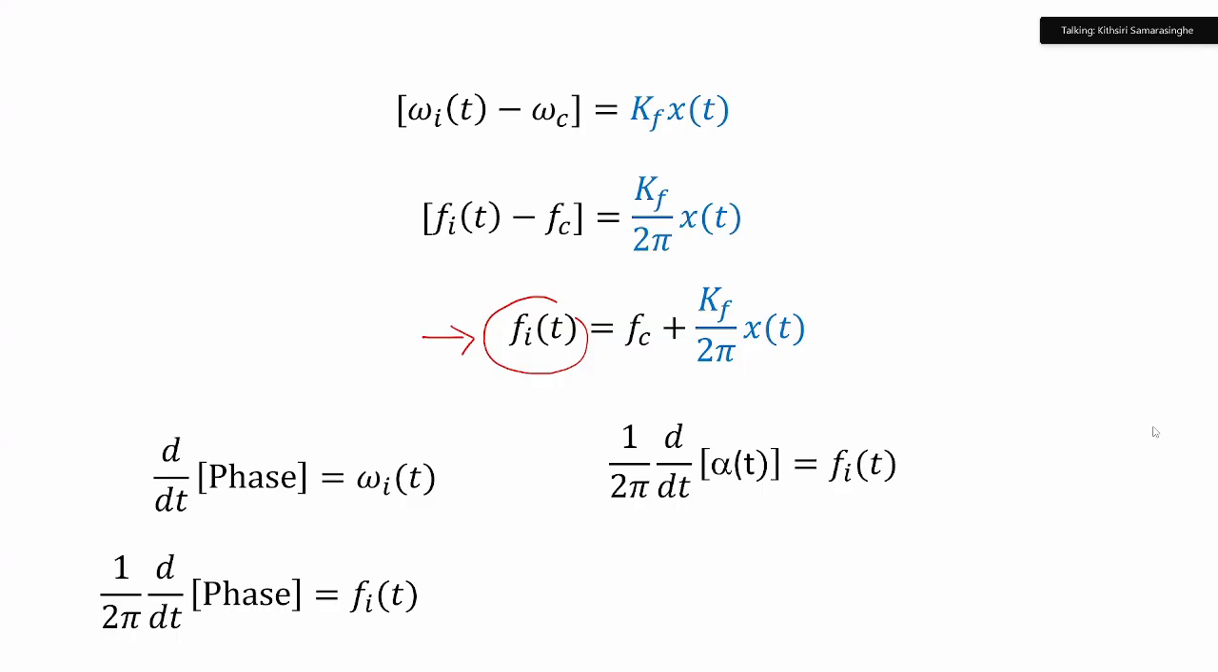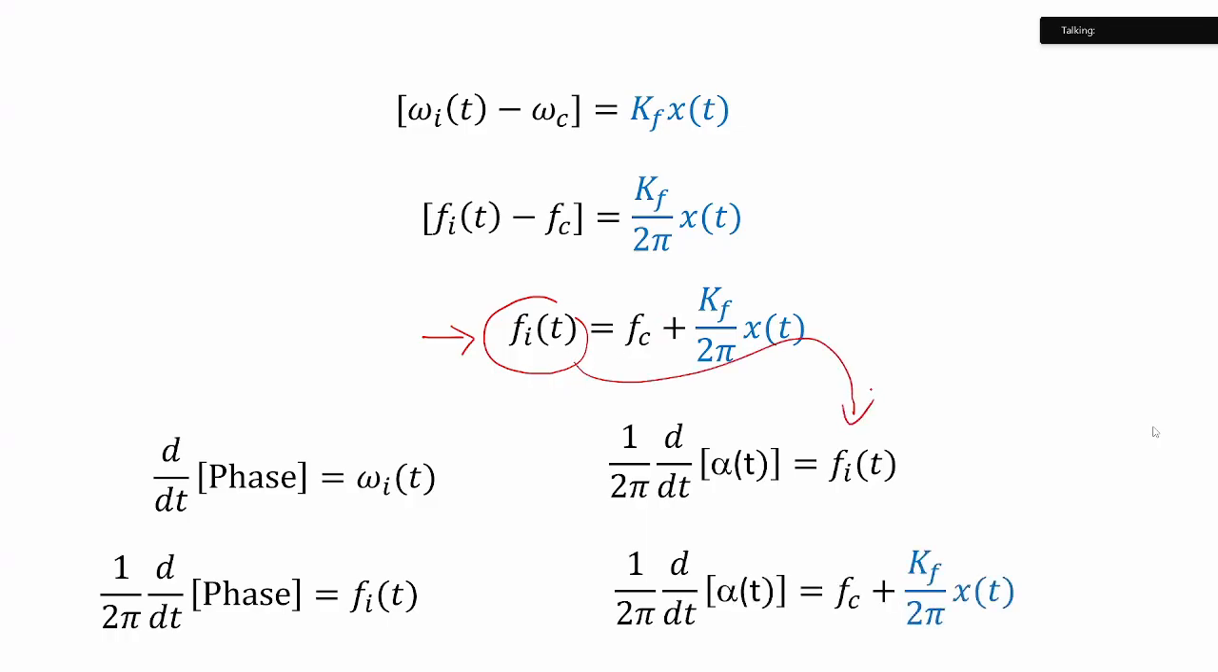Phase is now α(t), the overall phase. So substitute for f_i(t). We will get that. And we will integrate the phase angle.